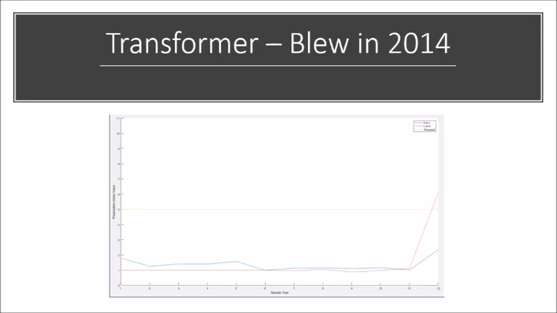Now, for the transformer that did blow in 2014, as you can see, the PI value remained pretty constant for all years until the year 2013, when we see a spike, and we can see that spike on the very right of the graph. And that PI value again breaks the threshold of 5, which indicates that the insulation may be cracked or brittle, which could lead to a transformer blowing.